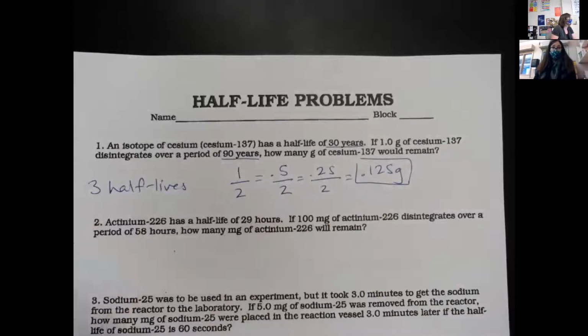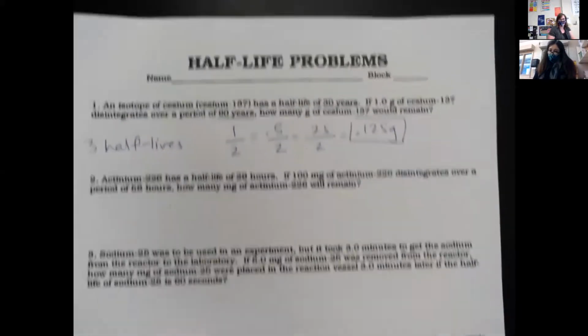So after 1 half-life, you had about half a gram. After the next half-life, you had about a quarter of a gram. After the last half-life, you had 1/8 of a gram. Does that make sense? It's about looking at the 2 numbers that have the same unit, figuring out how many half-lives, and applying that accordingly. Let's look at number 4 together.